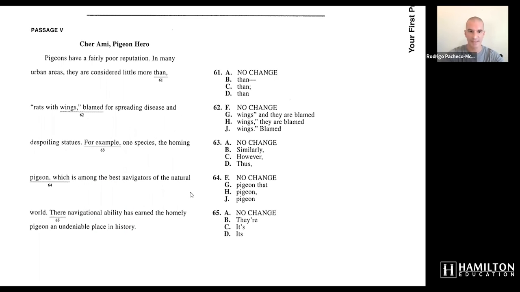Question 64 is a punctuation question. I'm going to read the sentence and we'll go through the different answer choices and talk about the elements of the sentence structure.